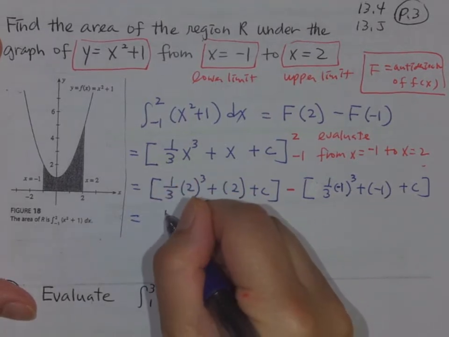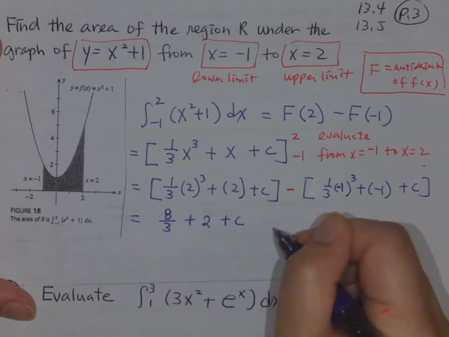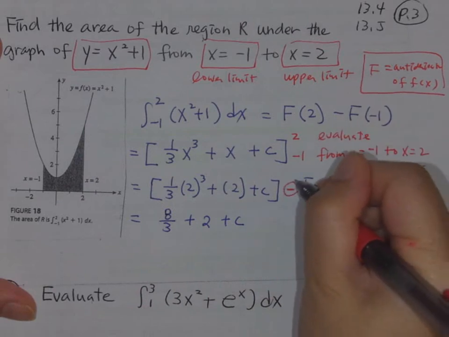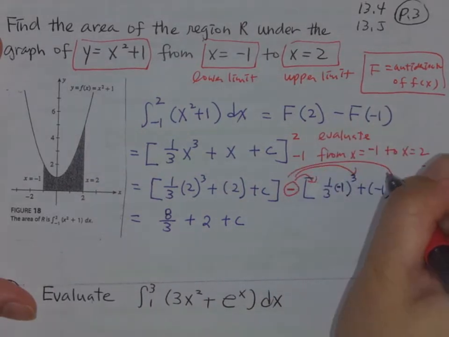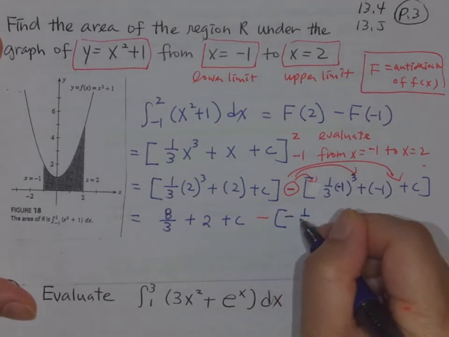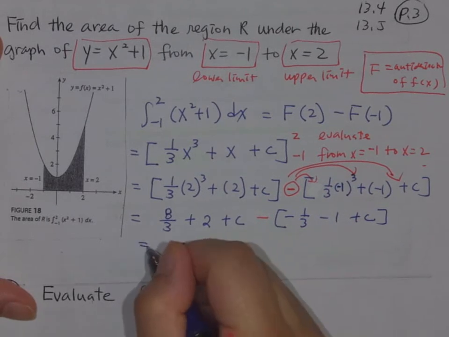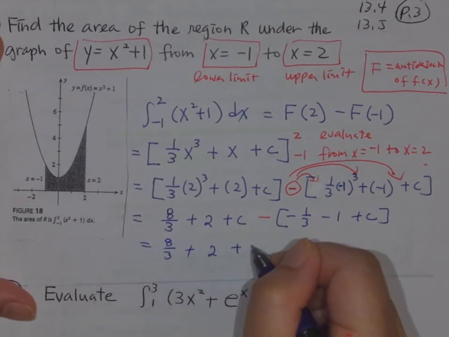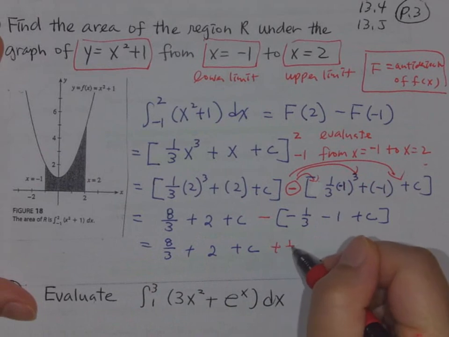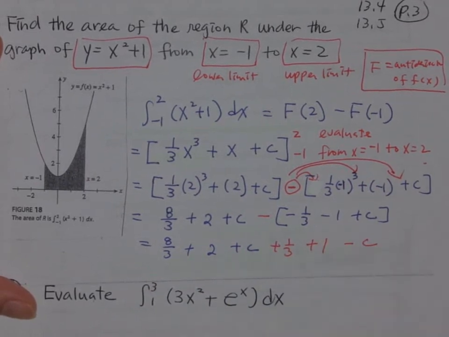So the first one would be 2 times 2 times 2 is 8/3 plus 2 plus c. Don't forget this negative belongs to all of them, okay? So distribute the negative in. Let me do one more step, because this is going to be confusing. This is supposed to be negative 1/3 minus 1 plus c, right? So one more step: we got 8/3 plus 2 plus c plus 1/3 plus 1 minus c, right? So the c got cancelled.